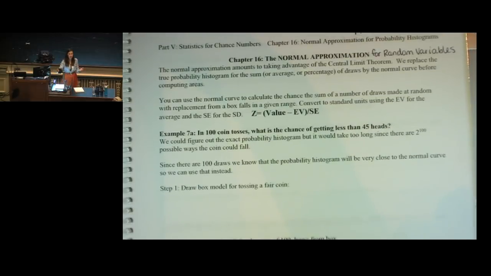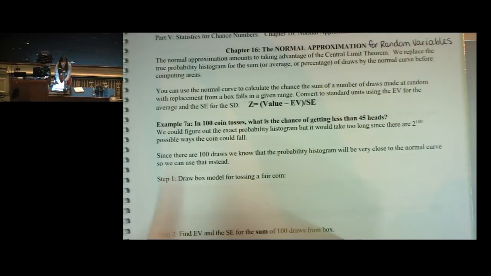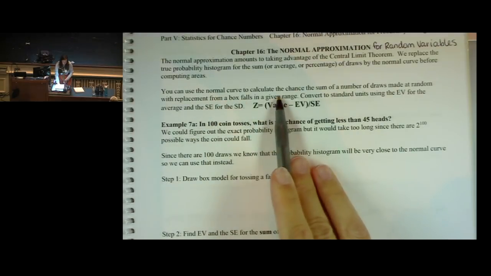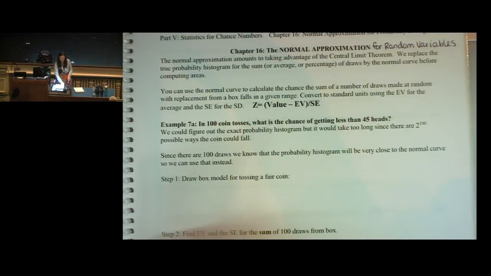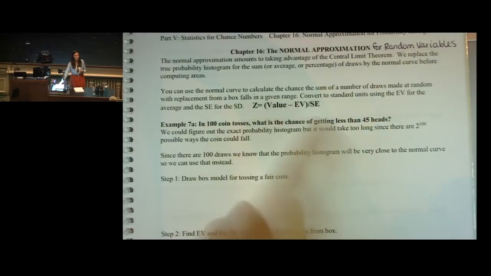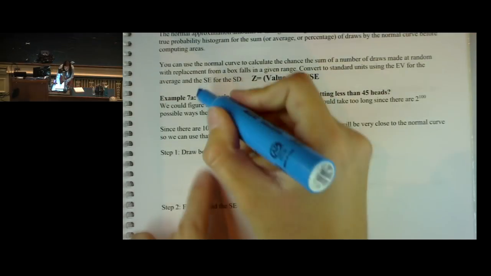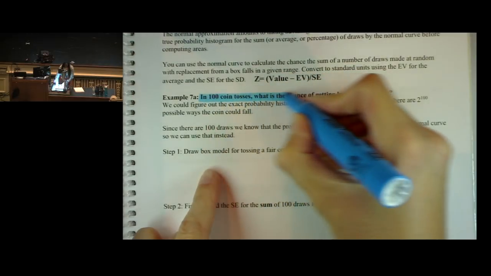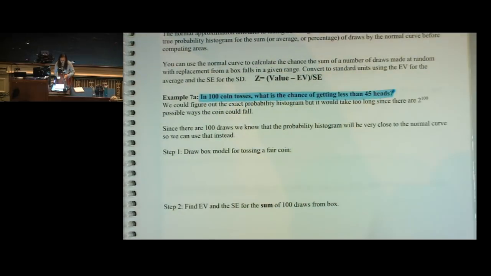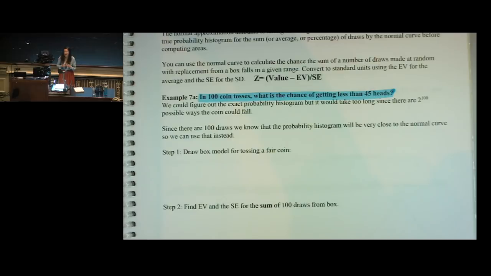And then we can answer questions like, it says you can use the normal curve to calculate the chance that the sum of a number of draws falls in a given range. So our first question, let's just look at 7a. It says in 100 coin tosses, what's the chance of getting less than 45 heads?